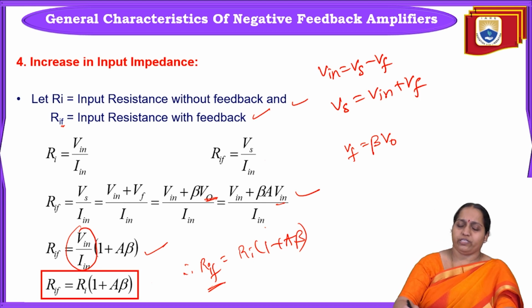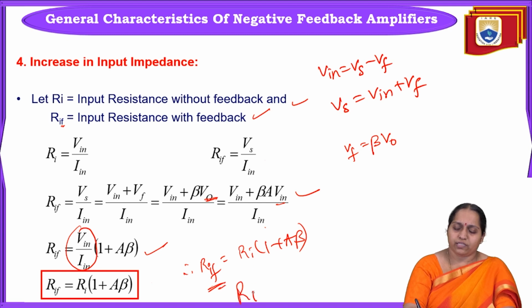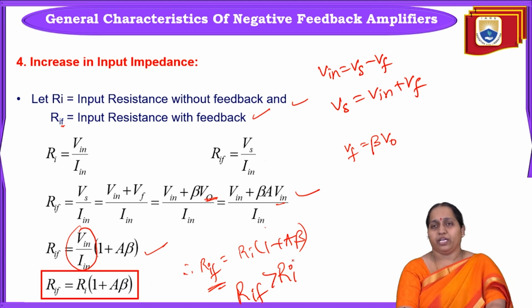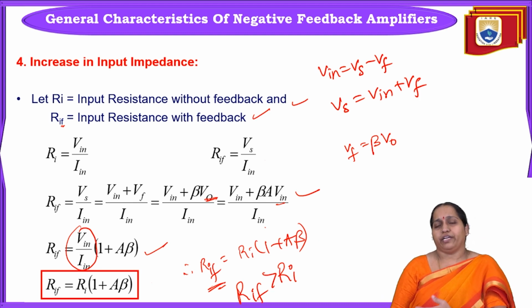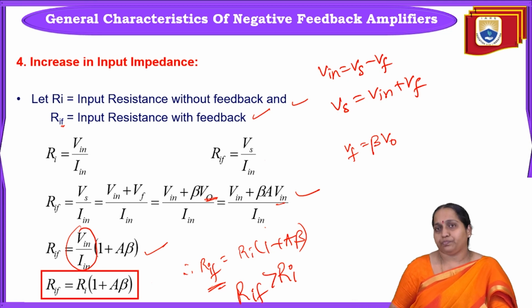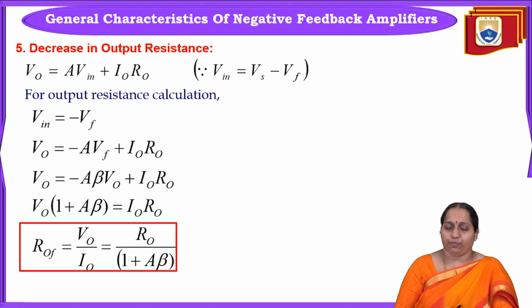So on the whole we can say that RIF is always greater than Ri. That is, input impedance with feedback is greater than input impedance without feedback. So in this way we can say that negative feedback connection will increase the input impedance. Next we shall see how it decreases the output resistance.